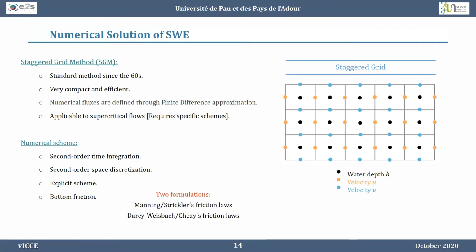The model is also able to account for bottom friction through two formulations, the Manning-Strickler formulation and the Darcy-Weisbach-Chézy formulation.